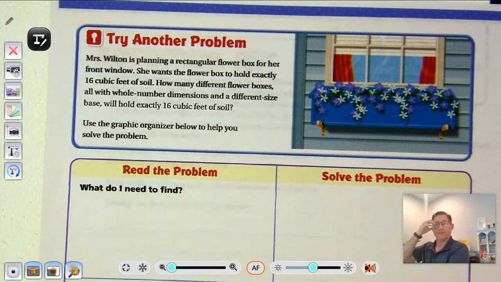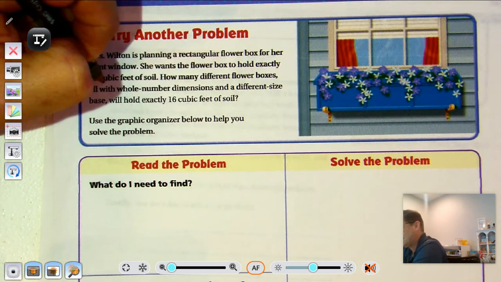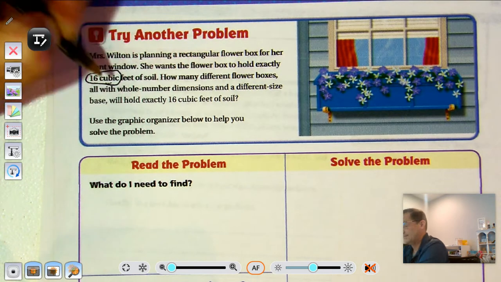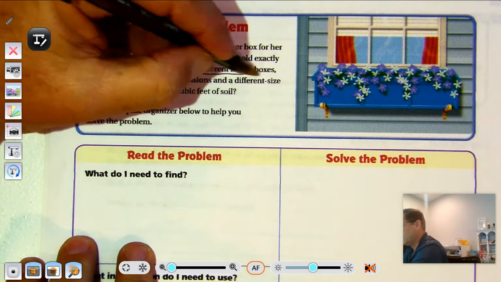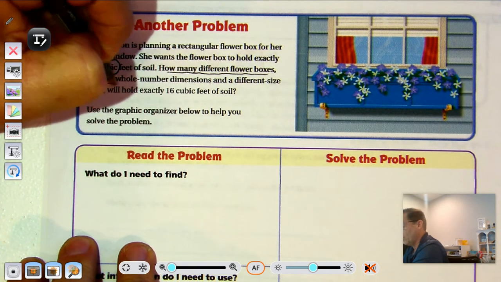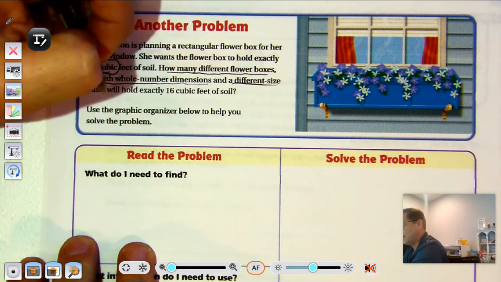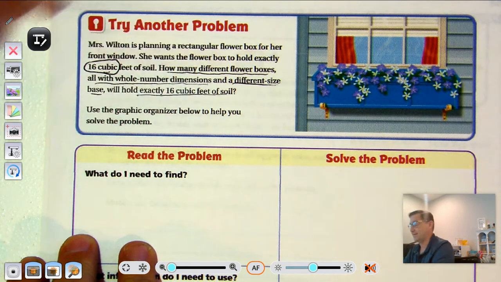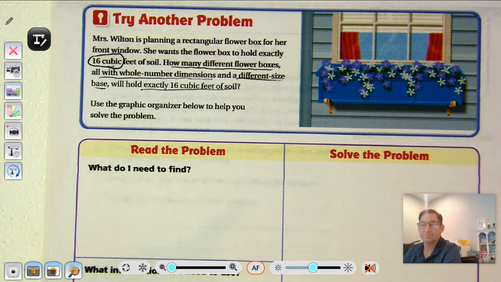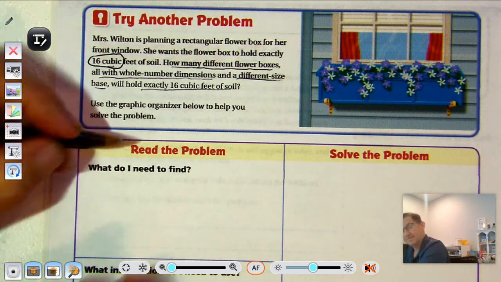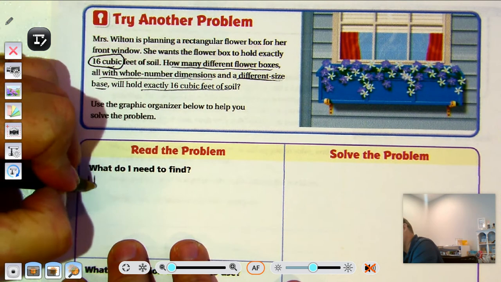Mrs. Wilton is planning a rectangular flower box for her front window. She wants the flower box to hold exactly 16 cubic feet of soil. How many different boxes, all with whole number dimensions and a different size base, will hold exactly 16 cubic feet? So same idea, except this time we're using 16. So what do I need to find? I need to find how many different rectangular boxes.